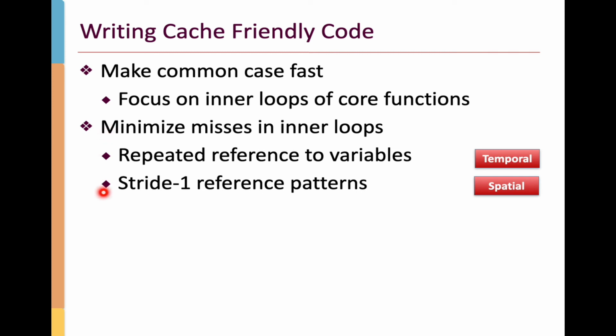We also want to minimize misses in those inner loops, using repeated references to variables, which is temporal locality. This was the example we saw where the index control variable of those loops was being used repeatedly. We also saw that we're using what are called stride 1 reference patterns. This is the notion that we go from one location in memory to the next, to the next, to the next. That's stride 1, instead of making very large jumps from one location in memory to another far away, which preserves spatial locality.